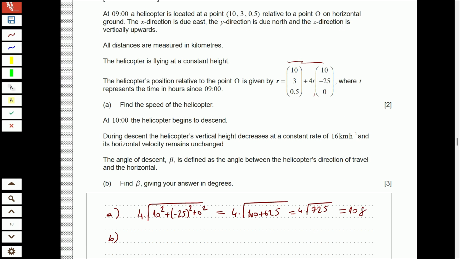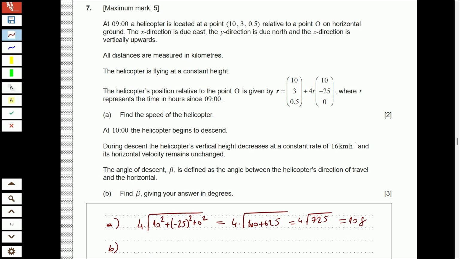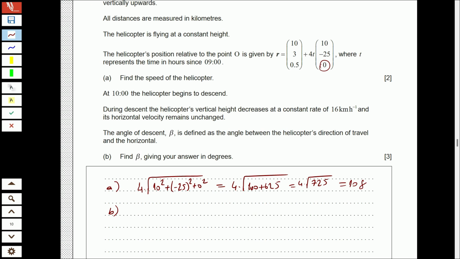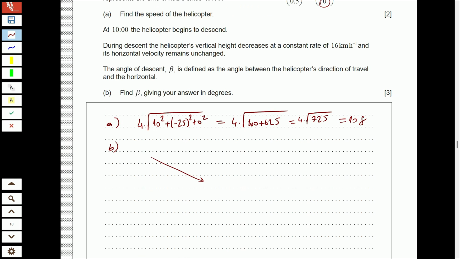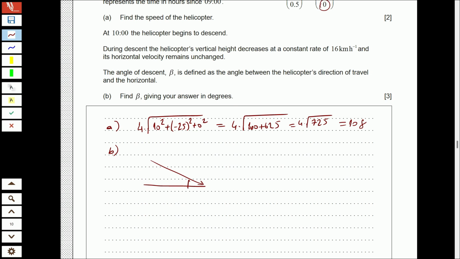As you see from the vector equation, since the z direction is vertical upwards and it's 0, it means the helicopter is not going in a vertical direction. So it's going in the horizontal direction. But at 10, it begins to descend. From here, we're going to look for the angle between the helicopter direction and the horizontal line.